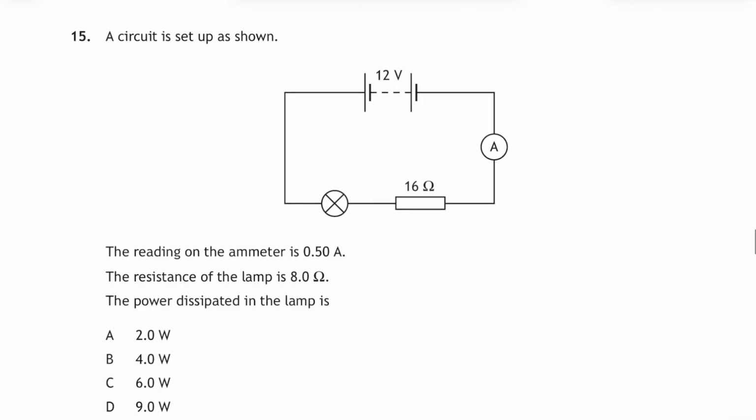Question 15. A circuit is set up as shown. It's a series circuit, and the reading on the ammeter is 0.5 amps.